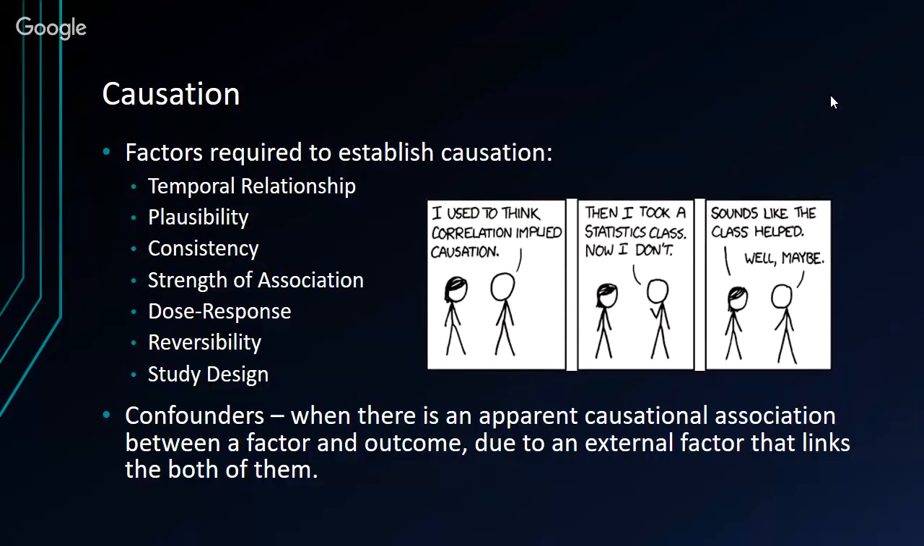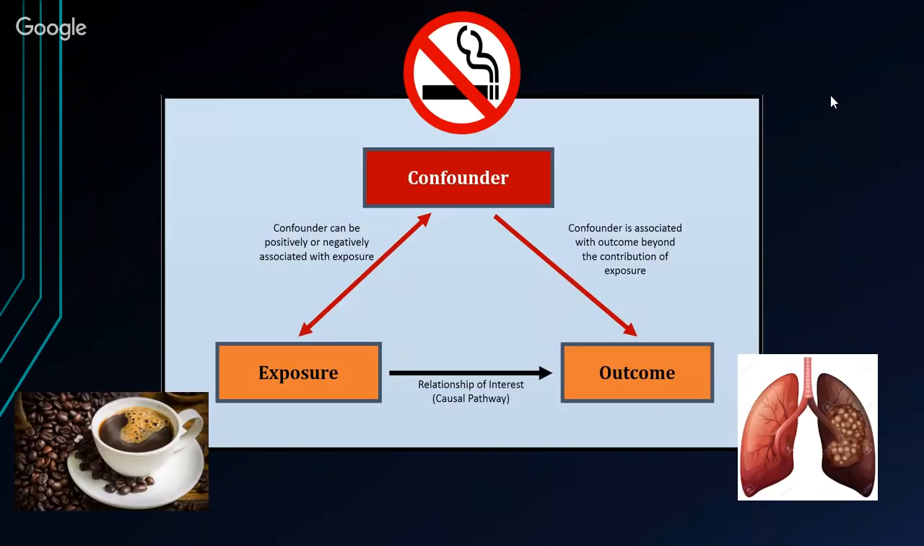With confounders, a confounder is when there is an apparent causational association between a factor and outcome despite no actual link, and it's an external factor that links both of them. So that's an example of a confounder. Say, for example, a study found that a large proportion of those who regularly drink coffee go on to develop lung cancer. Non-epidemiologists would assume that coffee causes lung cancer, but in this situation, smoking is a confounder. So maybe smokers are more likely to drink coffee regularly, and we also know that smoking is a risk factor for lung cancer, so it links the 2 and makes them look like they're connected.